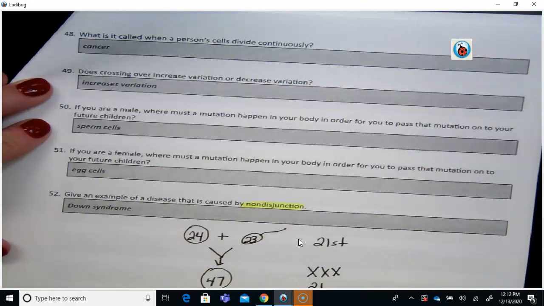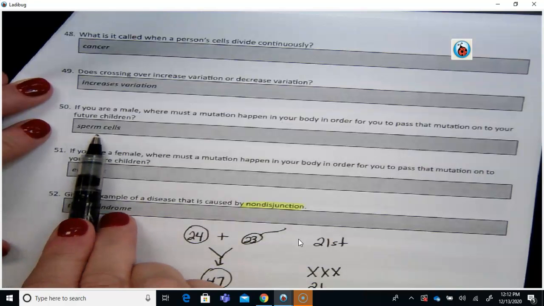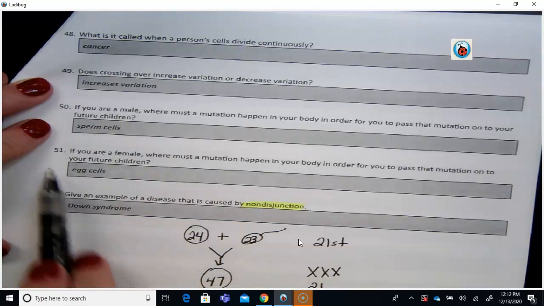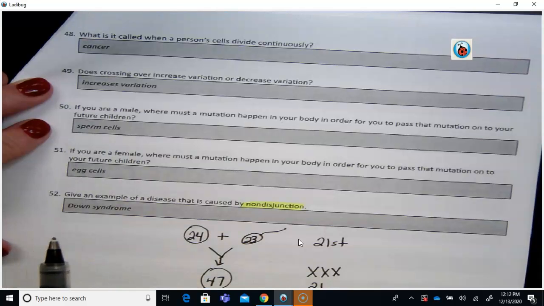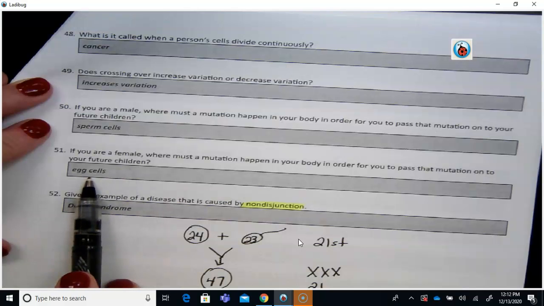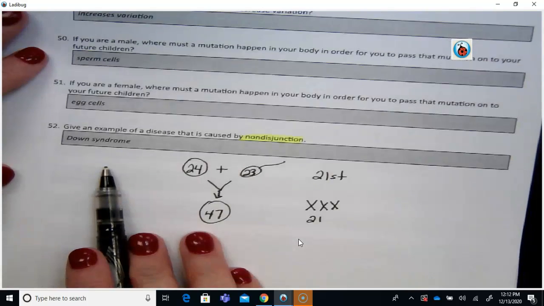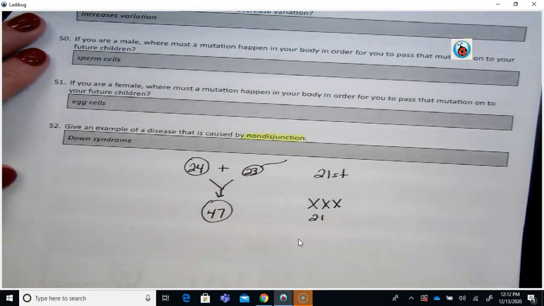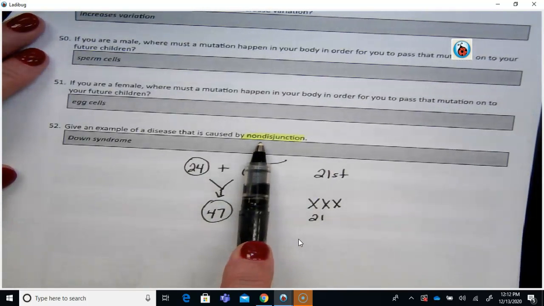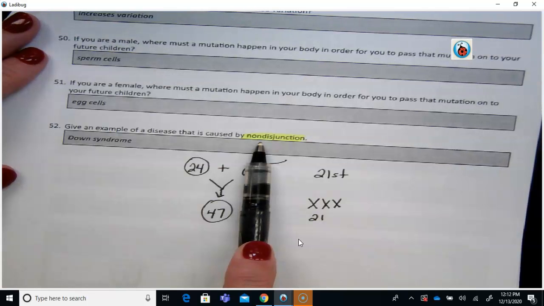Number 50, if you are a male, where must a mutation happen in your body in order for you to pass that mutation on to your future children? It would have to happen in your sperm cells. Number 51, if you're a female, where must that mutation happen for it to pass on to your future children? In your egg cells.